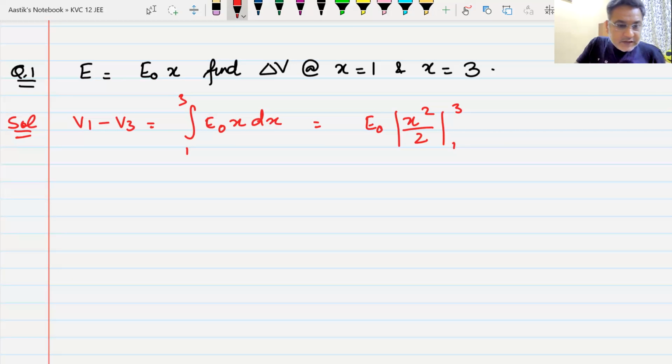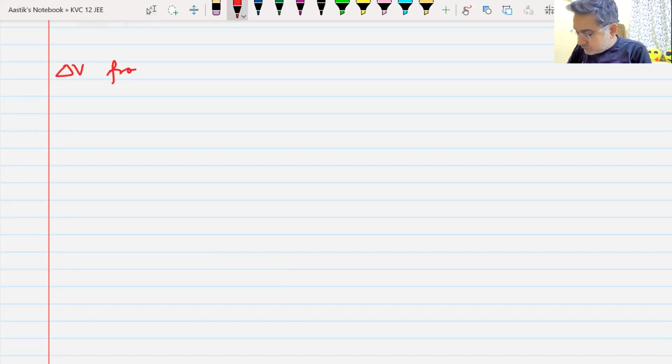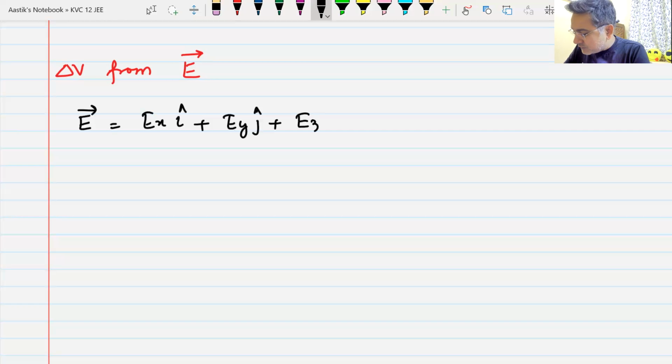Okay. Now question may come like this, or electric field might be given in the vector form. So change in potential from electric field in vector form, how do you do this? Remember, don't get scared. You just need to take a deep breath and do it. The question would be of this nature: electric field will be given something like this, EX i hat plus EY j hat.